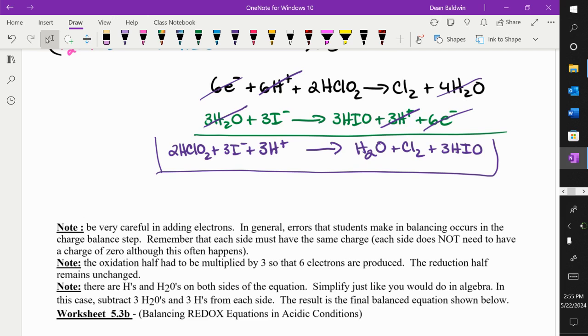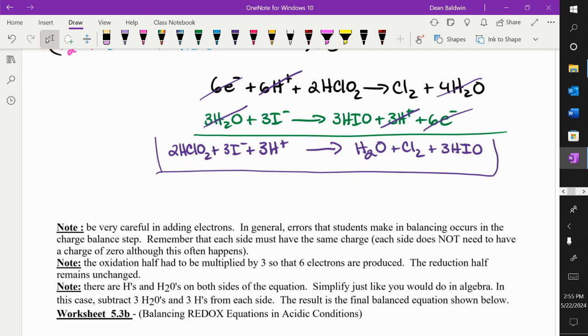Okay, so once you balance the atoms, you got to look at the charges as well, though. What's the net charge on this side? 0, right? Because there's no ions on this side. What's the net charge on this side? 0, because it's 3 negative 1s, 3 positive 1s. That's a net charge of 0. So the charges are balanced as well.